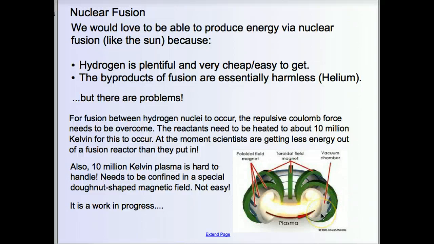We're talking about 10 million Kelvin reaction temperature, which needs to be contained. This hot plasma is normally contained in a donut-shaped magnetic field. But at the moment, we're not getting a positive energy output. We're putting more energy in than we're actually getting out. But this is the process, generally speaking, which is used in the sun, and if we could harness this, we would certainly be onto a winner. But it's a work in progress.